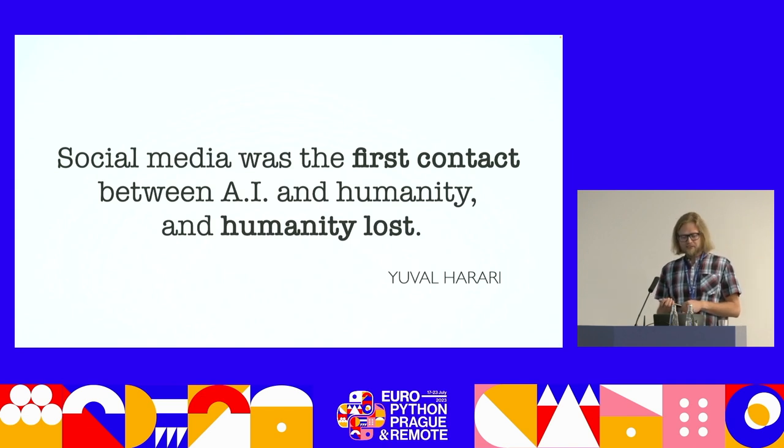An interesting observation made by Yuval Harari was that we already had the first battle against AI. The first contact of humanity with AI was social media recommender systems, the humble recommender system used to recommend you the next music track to listen to, the next product to buy, and finally the next news story to read. They did change the world, and well, according to Harari, humanity lost, because now we are more divided, more polarized. It's more difficult to talk to some friends or relatives because of this.